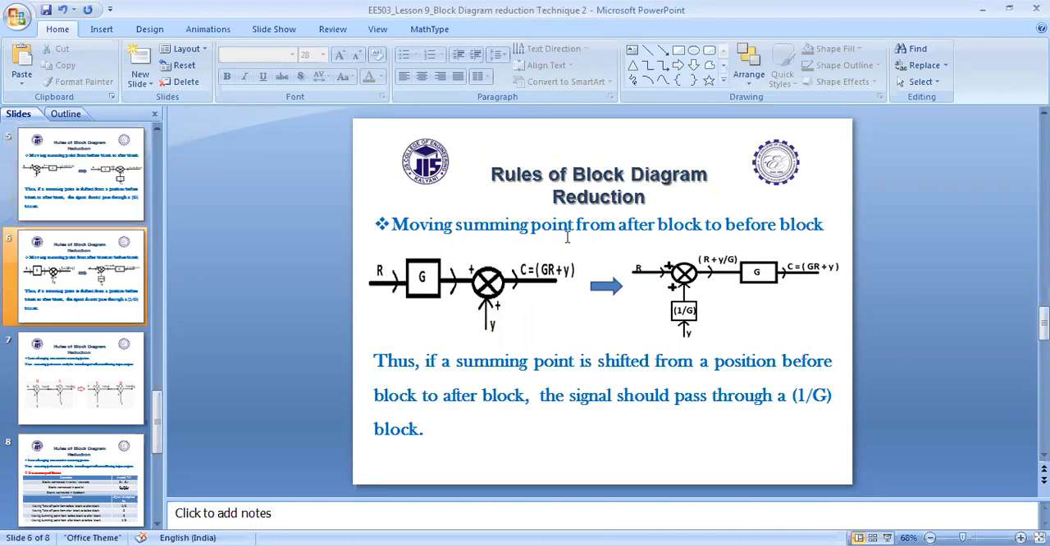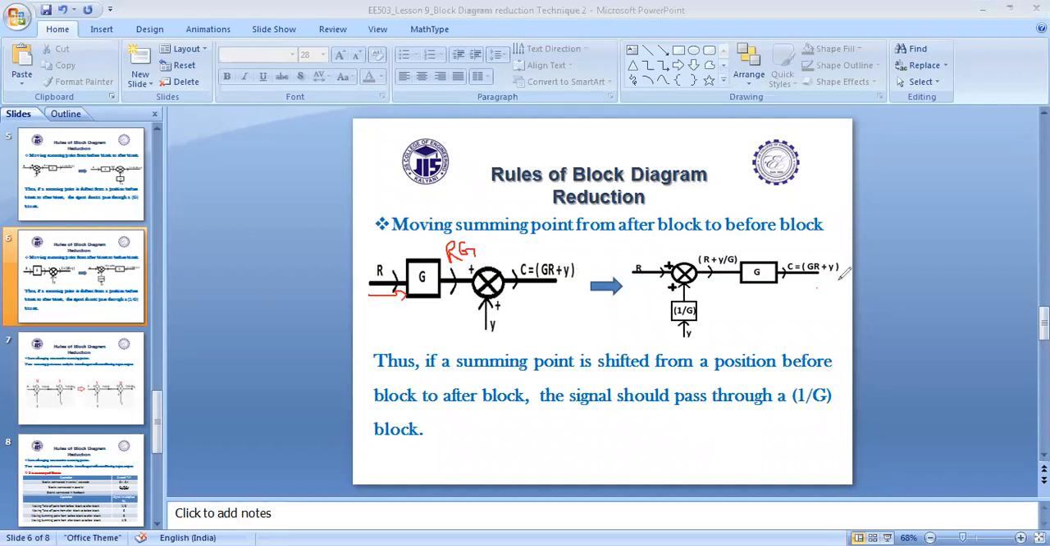Now, if we want to do the opposite thing, that is, if the summing point is initially after the block G, and if we want to shift it before the block, what will happen? R will initially pass through G. This signal will be RG. Suppose this signal is Y, so the output will be RG plus Y.